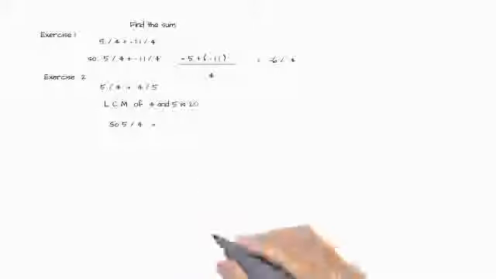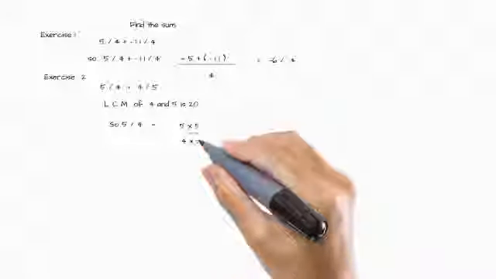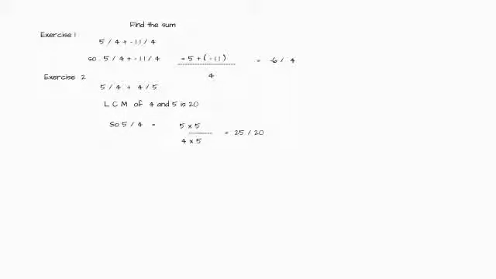So the first fraction 5/4 equals (5 × 5)/(4 × 5), which equals 25/20. The denominator 4 is multiplied by 5, 4 × 5 equals 20, so the numerator is also multiplied by the same value, that is 5 × 5 equals 25. Then the equivalent fraction of 5/4 equals 25/20.